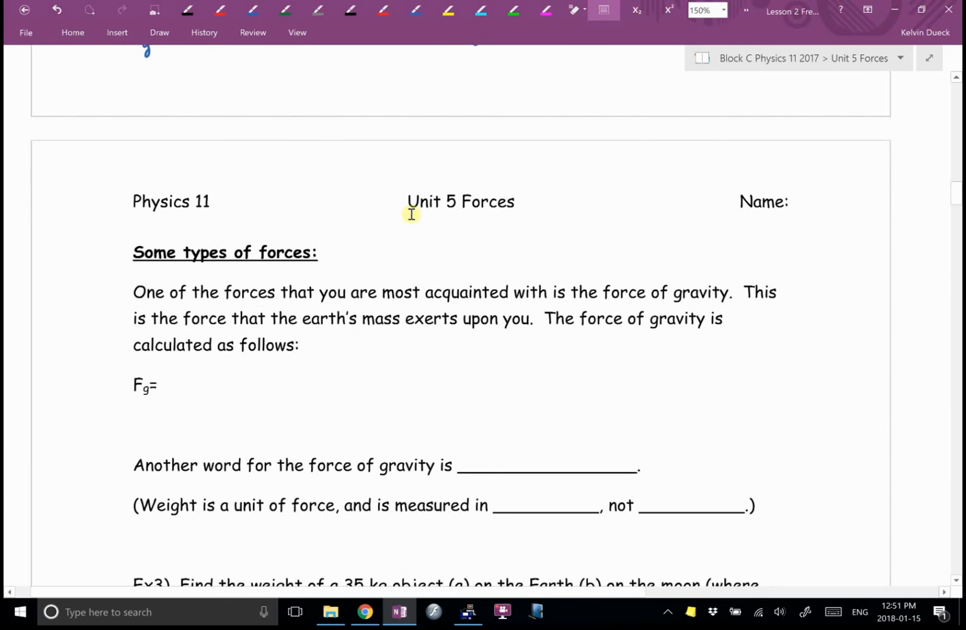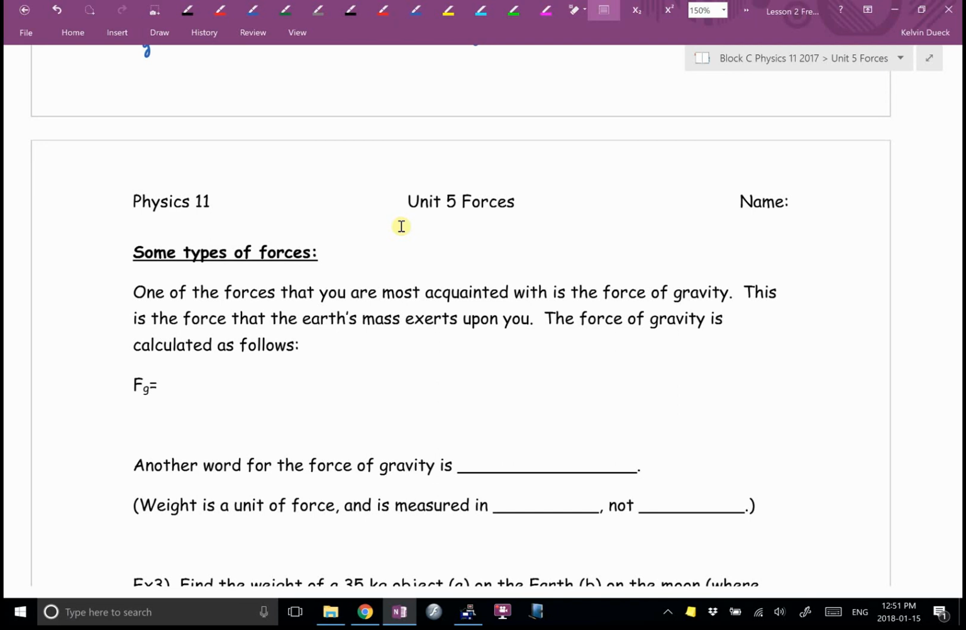Turn the page. We're going to learn different types of forces. One of the forces that you're most acquainted with is the force of gravity. This is the force that the Earth's mass exerts upon you. It sucks you down onto the Earth. The force of gravity is calculated as follows.